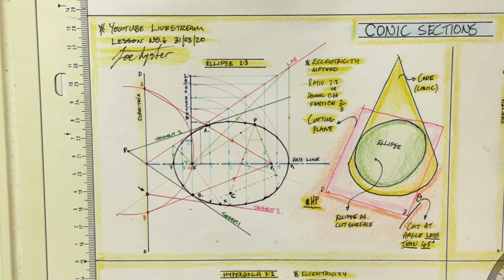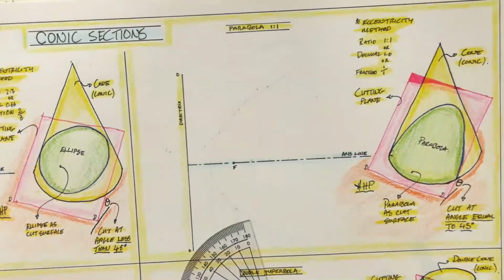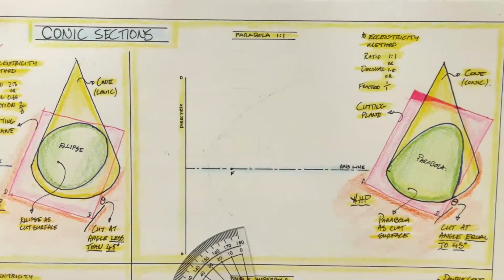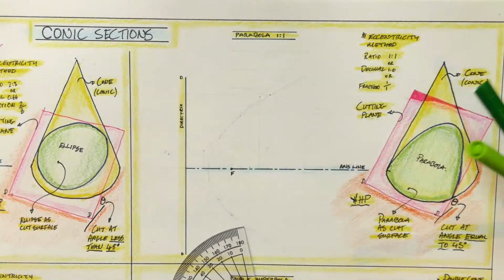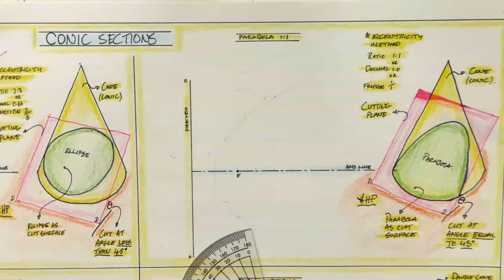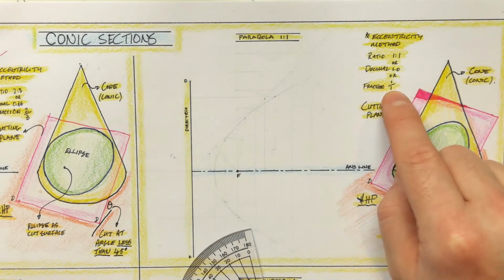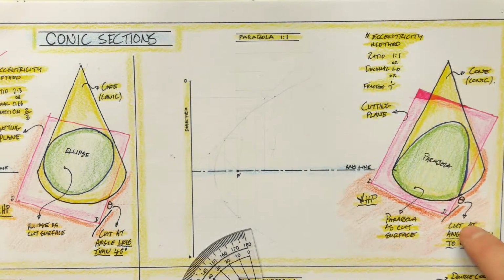I'm going to move it over now to the parabola. Now the parabola, the eccentricity method is going to apply here again. And that's going to be a ratio of 1:1. So 1:1, or as a decimal that'd be 1.0, or as a fraction that'd be 1/1. So that means that the angle of the eccentricity line is going to be exactly 45 degrees.